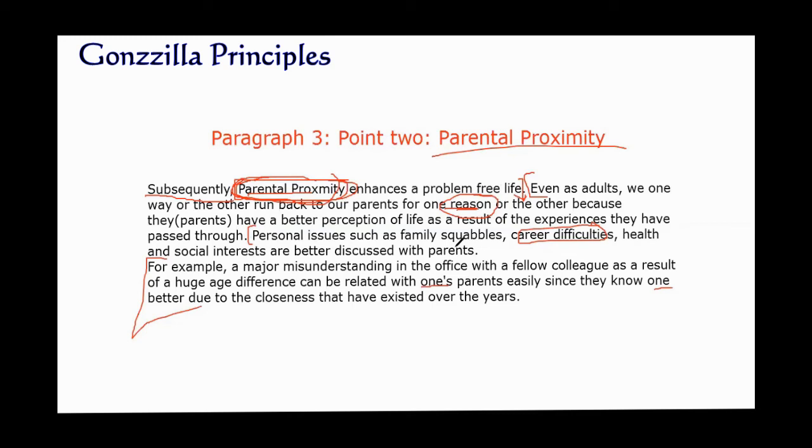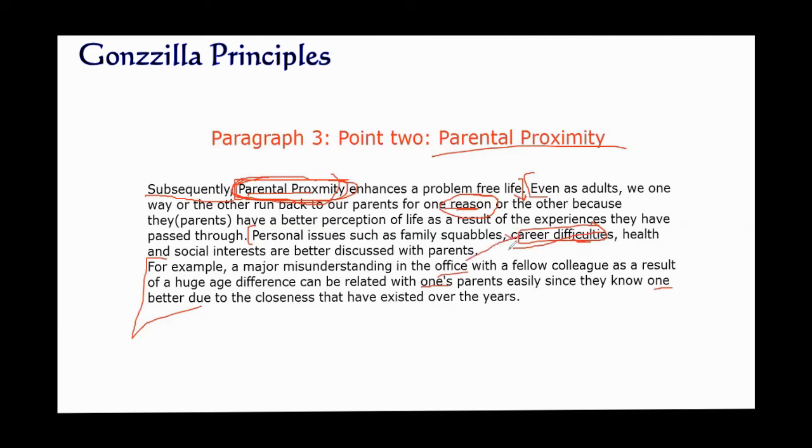Okay, so that creates kind of a nexus to what has been previously done. Now, to create a detail in order to create some form of enormous word counts here, I have to fall back to something again. So out of family squabbles, career difficulties, health, and social interests, I fell back to career difficulties. So I picked these to discuss my details. So, for example, a major misunderstanding in the office.